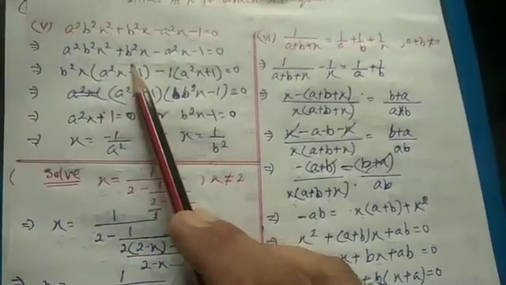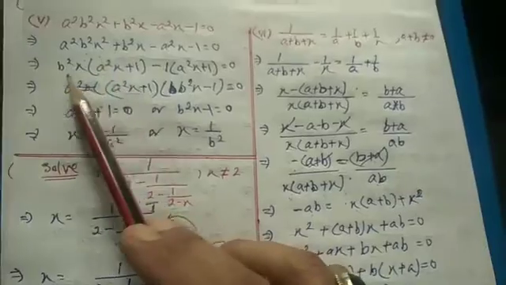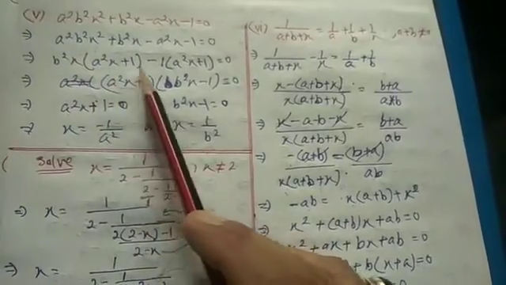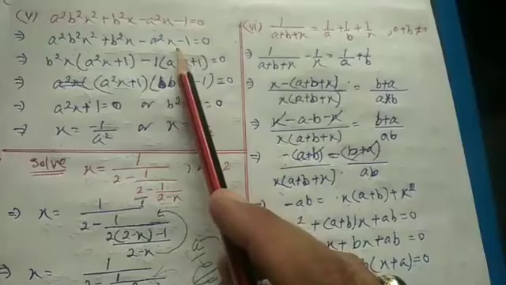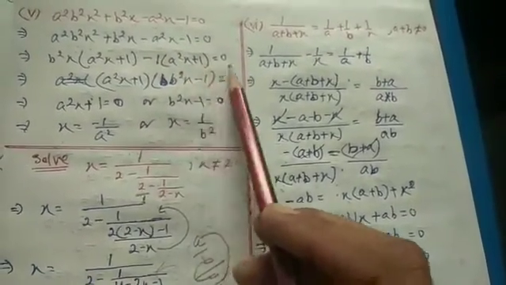B square is here, so b square is common. X square is here, x is here, so x is common. So b square x is common, and the remaining term is a square x plus 1. Now here nothing is common, which means 1 is common, so we have taken minus 1 as common, so within bracket we are getting a square x plus 1 is equal to 0.